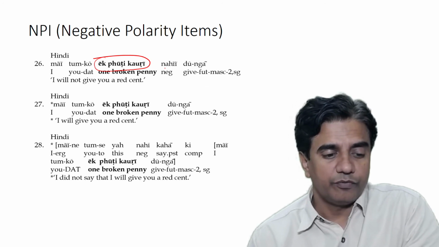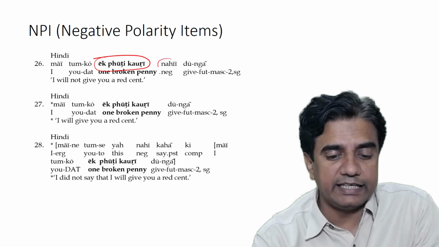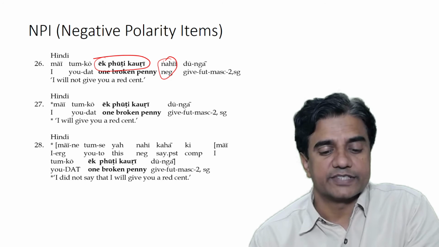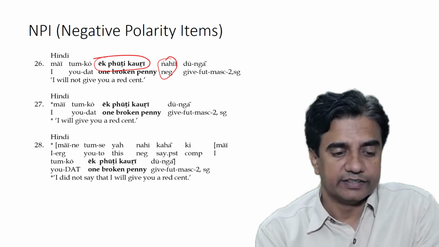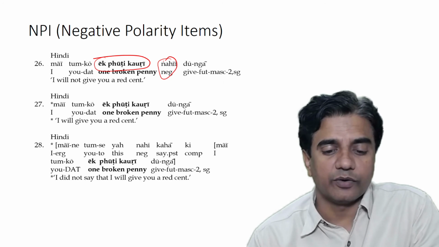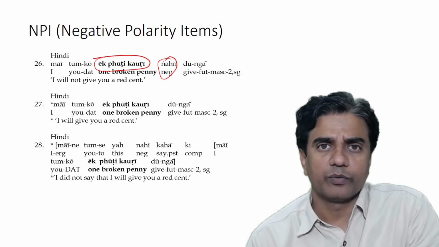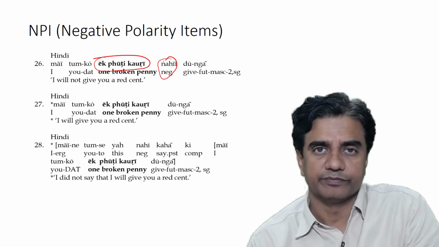Now, if we do not put this negative element nahi in this sentence, then the sentence becomes ungrammatical, as you can see from example 27. मैं तुमको एक फूटी कौड़ी नहीं दूंगा. This is what we have in 26. But what we see in 27 is मैं तुमको एक फूटी कौड़ी दूंगा.